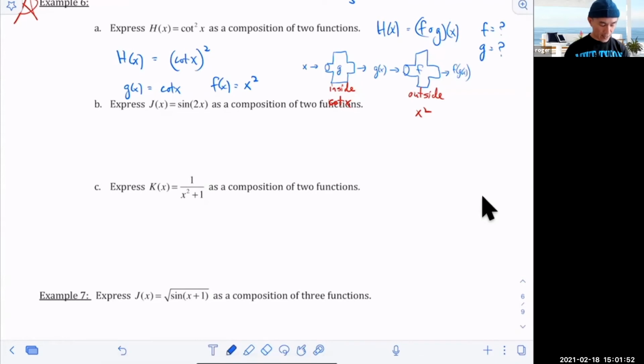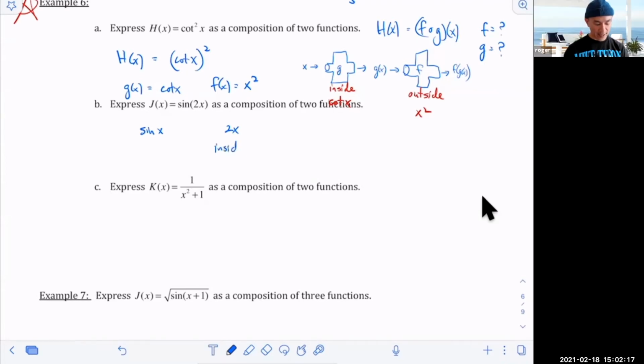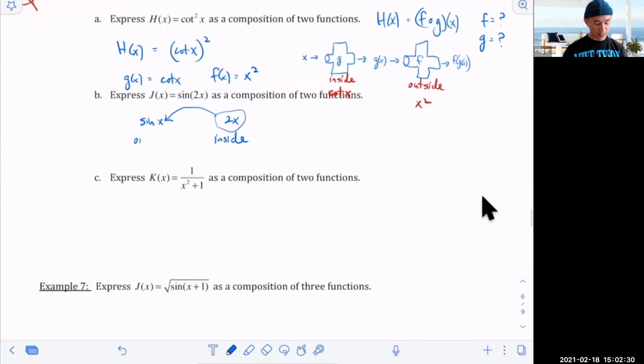So when I look at this guy, I see two functions, right? I see 2x and I see sine. So I'm thinking sine of x, I'm thinking 2x, and which one is the inside function and which one's the outside function? Well, to me, the 2x looks like the inside, because when I take the 2x and plug it in here, I'm going to get the sine function. So that means that this guy is outside.